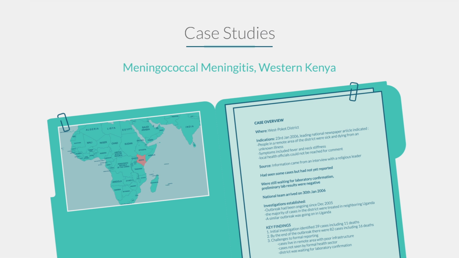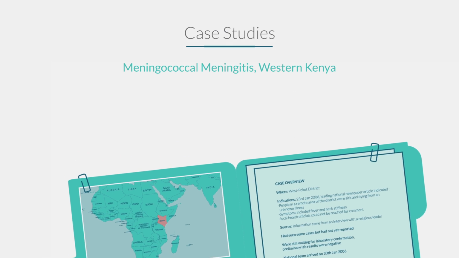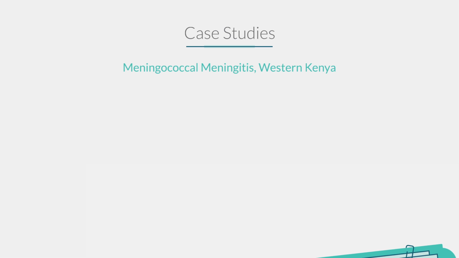This case clearly illustrates some of the challenges of relying entirely on traditional disease surveillance. Considering informal information sources and increasing communication between the Ugandan and Kenyan health officials could have significantly improved the detection time for this outbreak, resulting in faster implementation of prevention and control measures, such as vaccination, and may well have saved more lives.